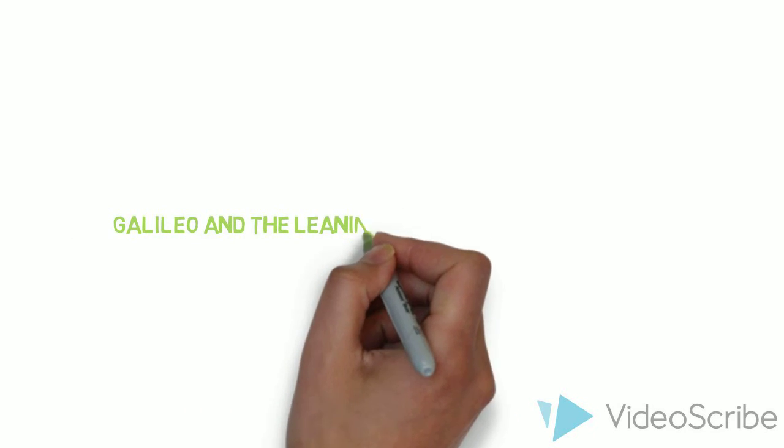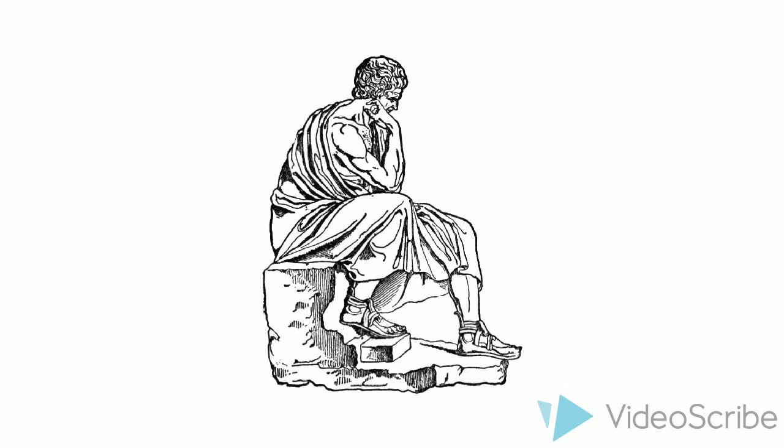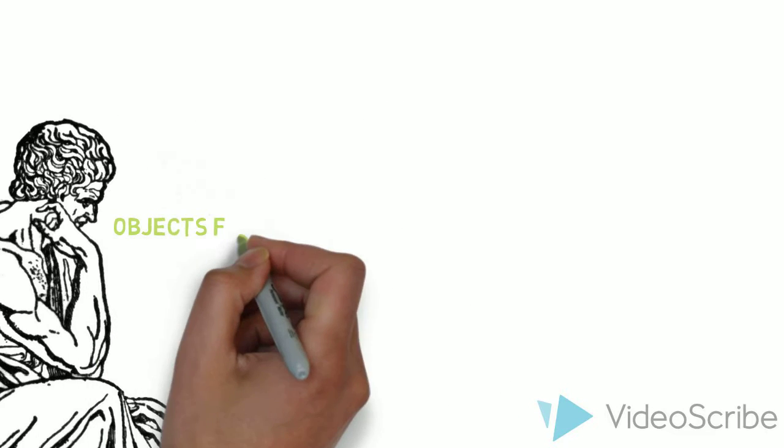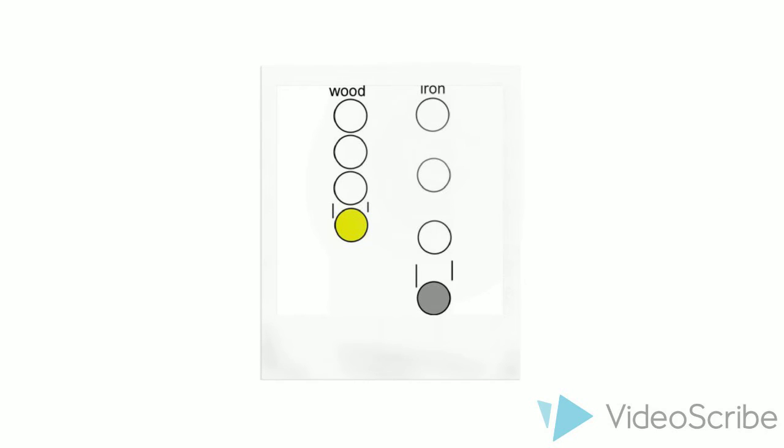Galileo, and the Leaning Tower of Pisa experiment. In the 4th century BCE, a philosopher named Aristotle proposed a theory which stated that objects fall at a speed relative to their mass. Aristotle proposed that heavier objects would fall faster than lighter ones, and that an object that weighed twice as much would fall twice as fast.